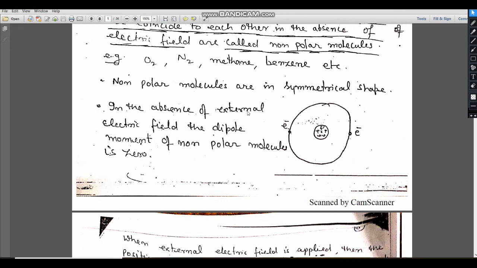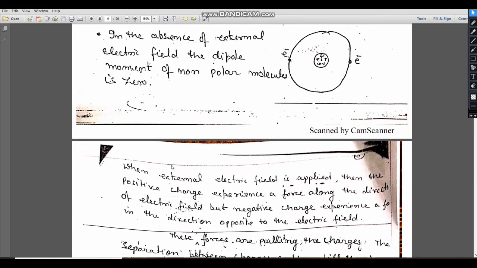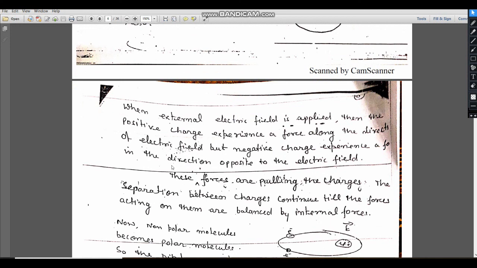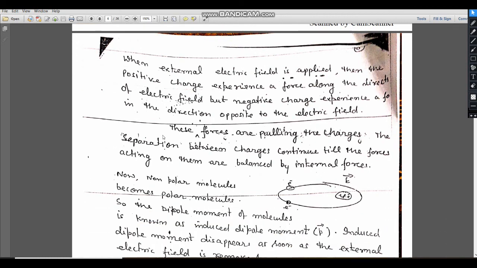Here I have written: in the absence of an external electric field, the dipole moment of a non-polar molecule is zero. Clear? Next, when we apply the external electric field, the positive charge and the negatively charged electron experience forces in opposite directions. The positive charge experiences a force along the direction of the electric field, but the negative charge experiences a force opposite to the electric field. These forces are pulling the charges apart.